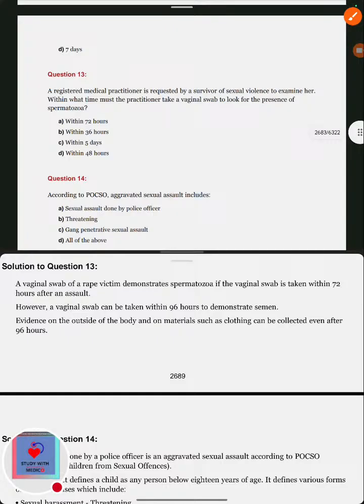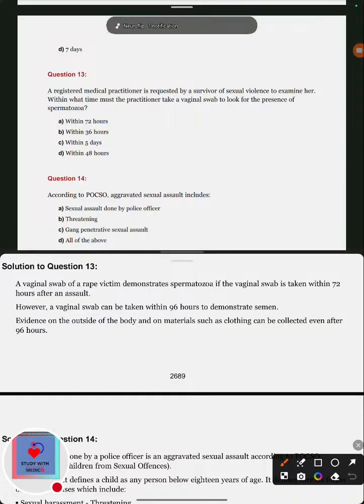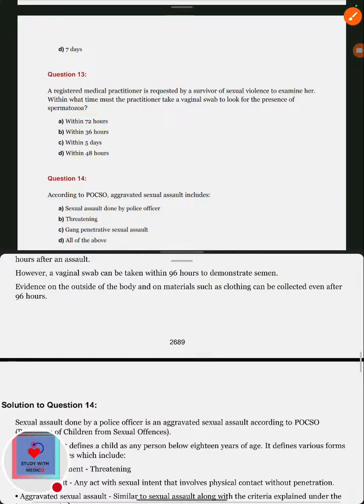A registered medical practitioner is requested by a survivor of sexual violence to examine her. Within what time must the practitioner take a vaginal swab to look for the presence of semen? So within 72 hours after an assault, 3 days. However, a vaginal swab can be taken within 96 hours to detect semen. Evidence on the outside of the body and on material such as clothing can be collected even after 96 hours.